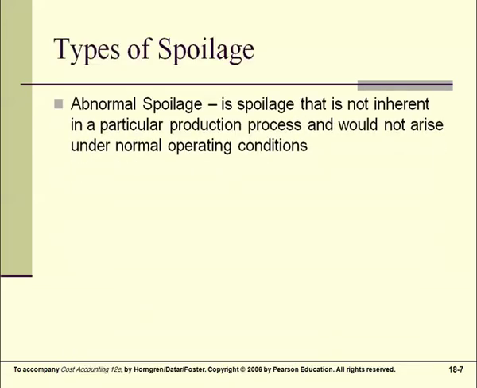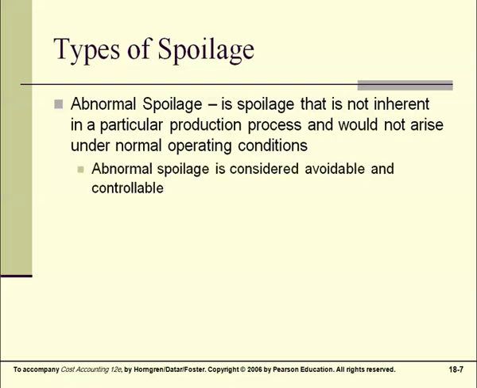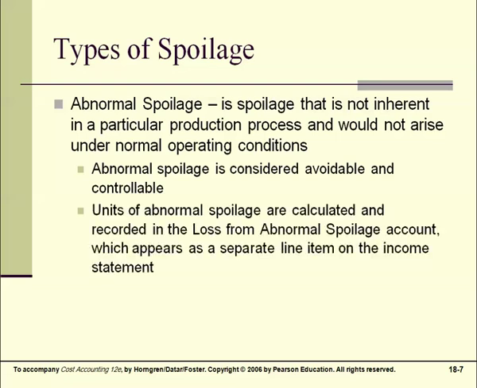The second type, abnormal spoilage, is spoilage that is not inherent in a particular production process and would not arise under normal operating conditions. Abnormal spoilage is considered avoidable and controllable. Units of abnormal spoilage are calculated and recorded in the loss from abnormal spoilage account, which appears as a separate line item on the income statement.